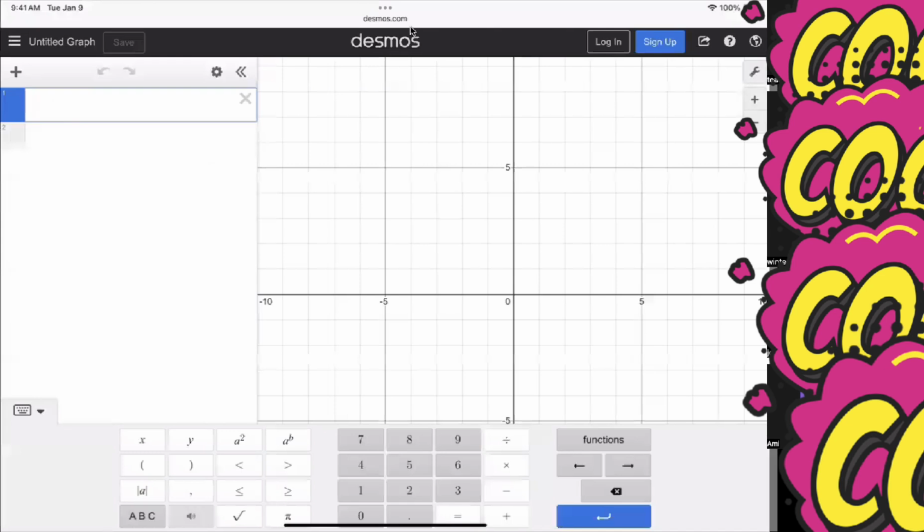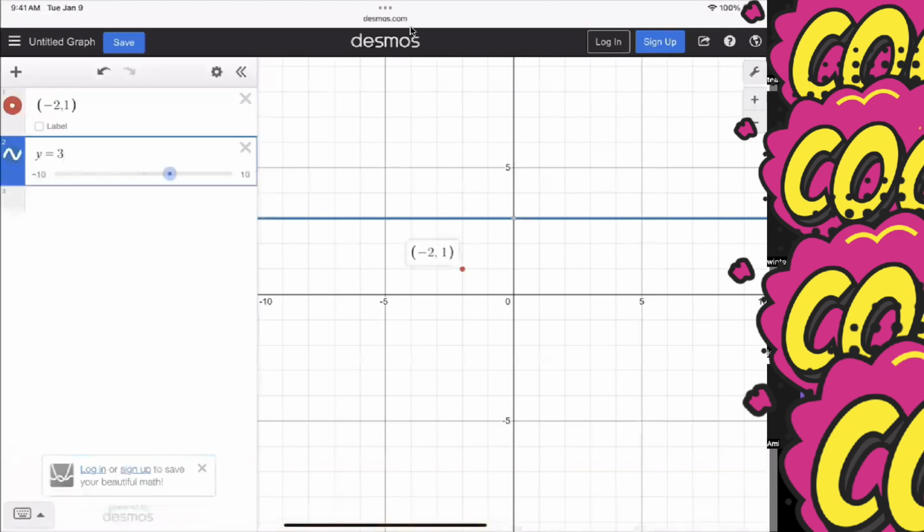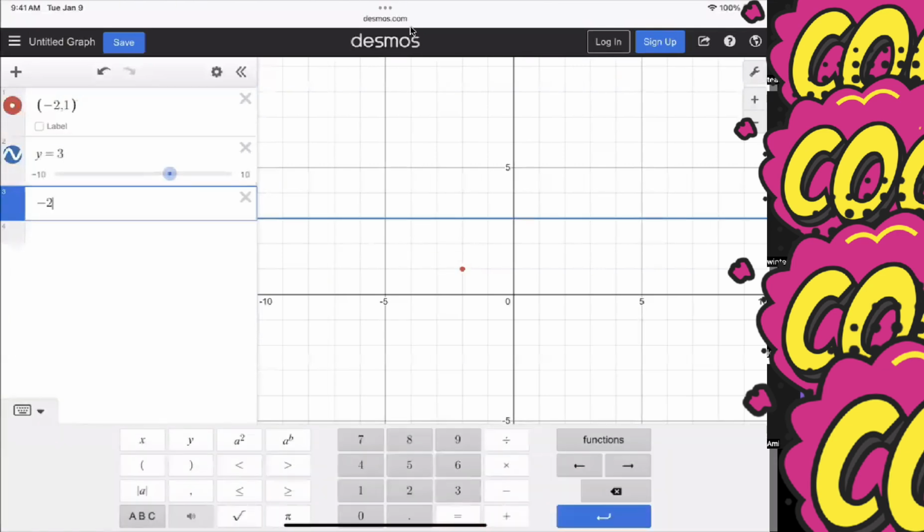Alright, so we know that the original was negative 2 comma 1. And what was the other one? We knew that point B is image of A reflected over the line Y equals 3. So what is Y equals 3? It's this line right here, right? We reflect it, we get to negative 2 comma 5. That's the new point.